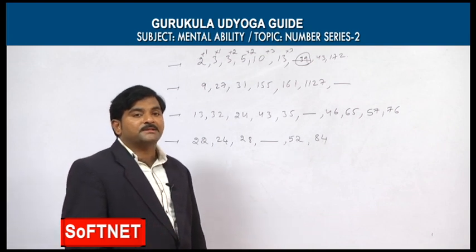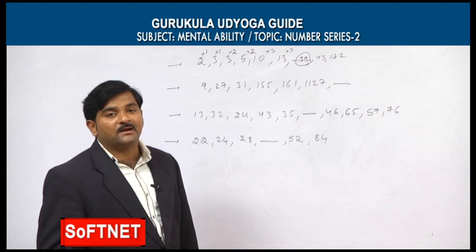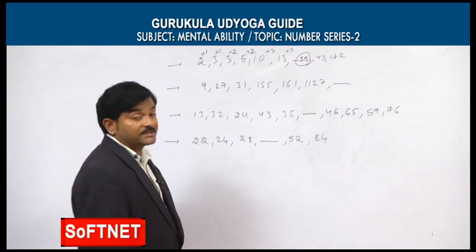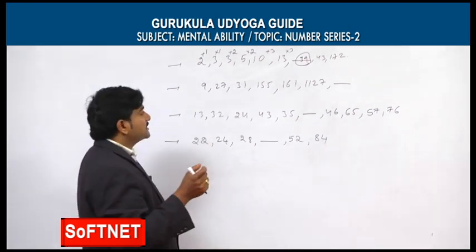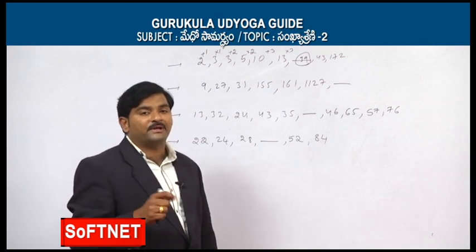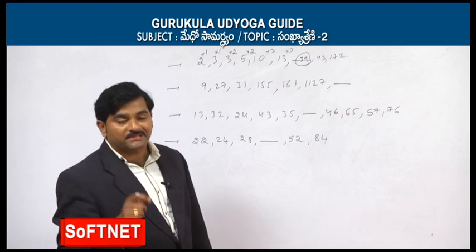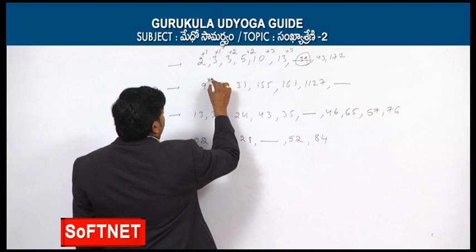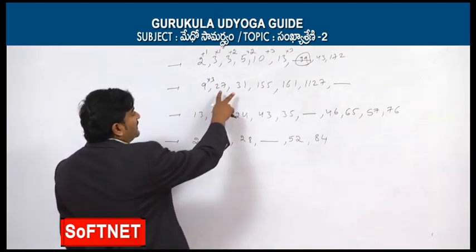Since the series is increased fastly, I told you earlier there is a concept of multiplication. Now we'll check whether this multiplication is there or not. 9 to 27. What is the relation between 9 and 27? 9 is multiplied by 3 to get 27. You can write it here as 9 into 3. 9 3s are 27. Again, the multiplication is there.